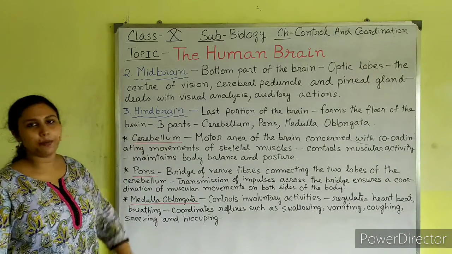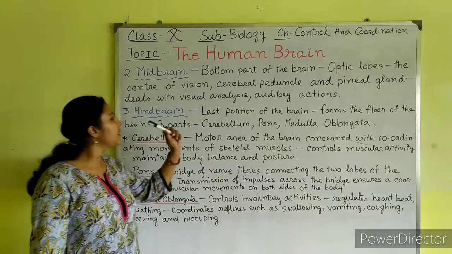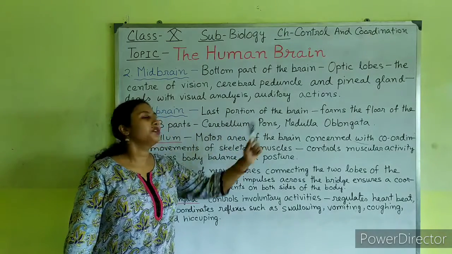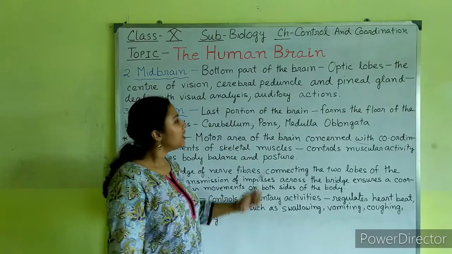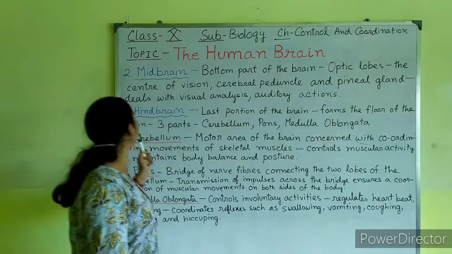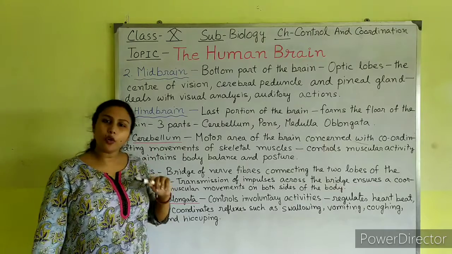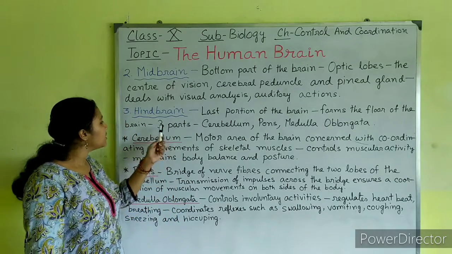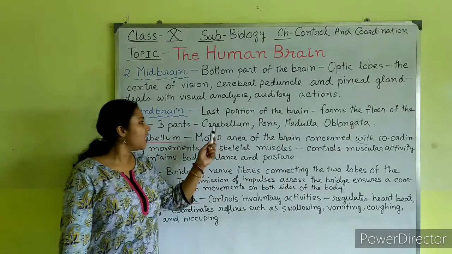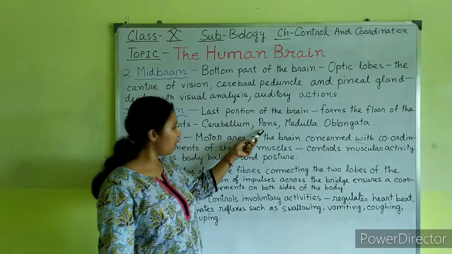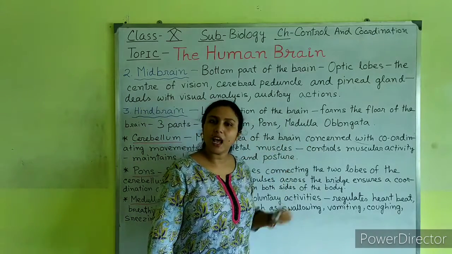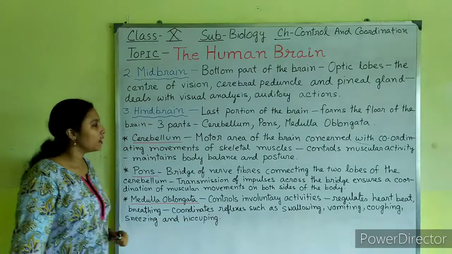Next is the hindbrain. The hindbrain is the last part of the brain. It forms the floor of the brain. It consists of three parts, that is the cerebellum, the pons and the medulla oblongata.